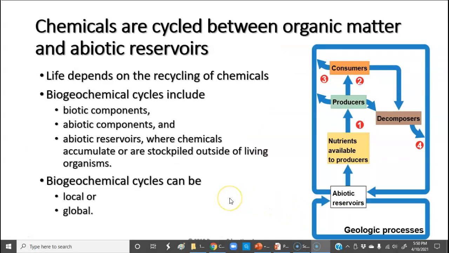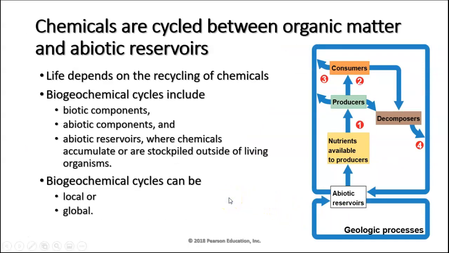Another thing to think about in terms of ecosystems is that we're recycling not only the biotic elements, the food, the plants and animals, we're also cycling the abiotic parts. Our life depends on the recycling of chemicals. And so some of this cycling includes not only living components, but also non-living or abiotic components. And there are also various kinds of abiotic reservoirs where chemicals can be stockpiled outside of the living things.